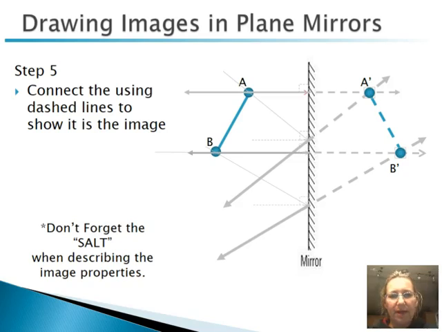Now, don't forget about SALT. We've found the image, which is 50% of the battle, but we still have to describe those image properties: its size, its attitude, its location, and the type of image. In this case, we're dealing with a plane mirror. We can see that the size is the same. We can see that the attitude is upright, even though it's been horizontally flipped. We can see that it is the same distance away, and because it is upright, this is a virtual image. So those are the steps again to finding images in plane mirrors.